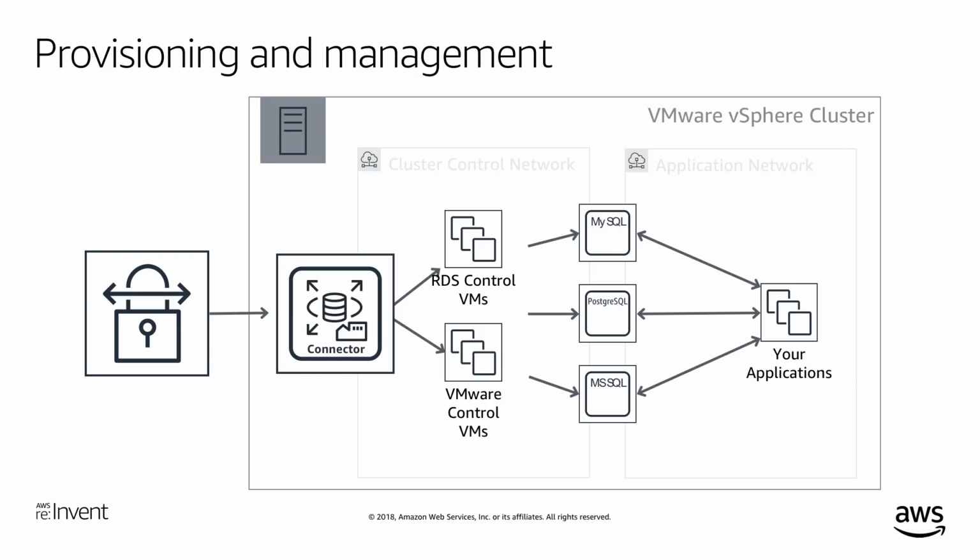So again, just like you would in any other RDS deployment in AWS, your MySQL or Postgres or SQL Server databases are going to be dual homed in the private management network that's owned by AWS and your application network, in this case, a VMware vCenter cluster. And then your applications connect just like they would in the AWS environment.